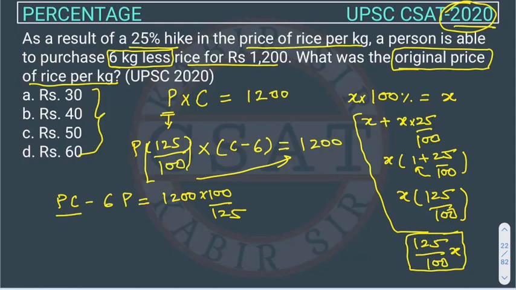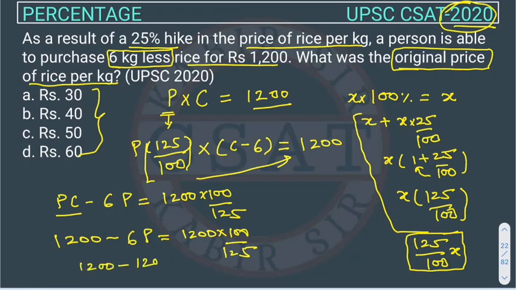We know PC is equal to P into C is equal to 1200 here. So we will put that value here. So it will be 1200 minus 6P is equal to 1200 into 100 upon 125. Okay, now we will take 6P this side and we will bring this value this side. So it will become 1200 minus 1200 into 100 upon 125 is equal to 6P.